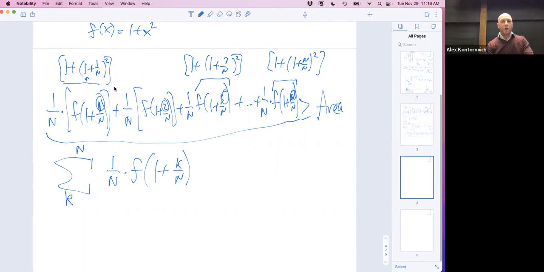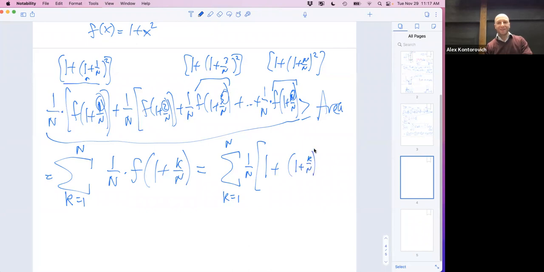Okay, can we write all of those now in sigma notation? So this whole thing is equal to, we've written all of these terms out. Here's the sigma notation version. Let's sum k from 1 to n. 1 over n is the width of each little piece, and the height is this function, which is 1 plus k over n squared.